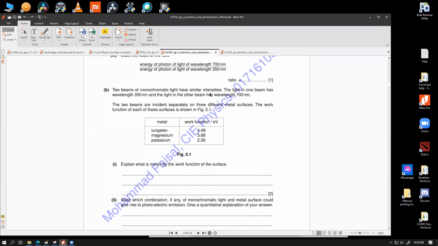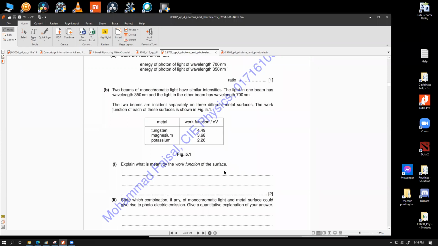Two beams of monochromatic light have similar intensities, which means energy per second per unit square area is equal. The light from one beam has a wavelength of 350 nanometer. The light in the other beam has a wavelength of 700 nanometer. The two beams are incident separately on 3 different metal surfaces, so one at a time, separately. The work function of each of these surfaces is shown in figure 5.1. So if metal, we have work function. Explain what is meant by the term work function of the surface. So how do you explain this term?